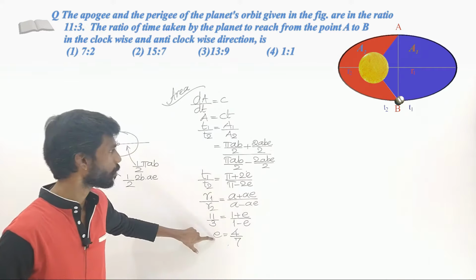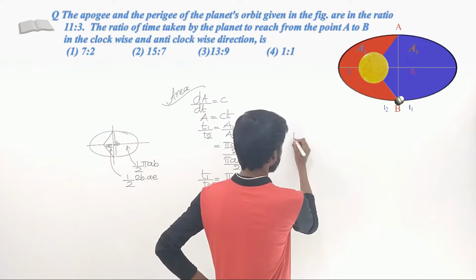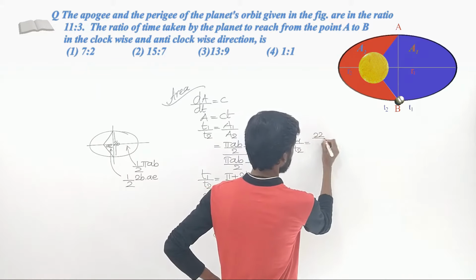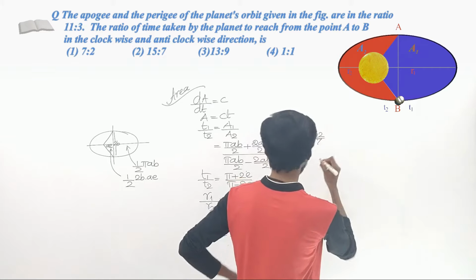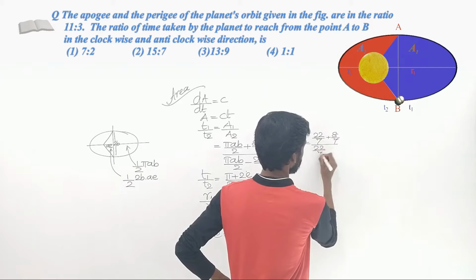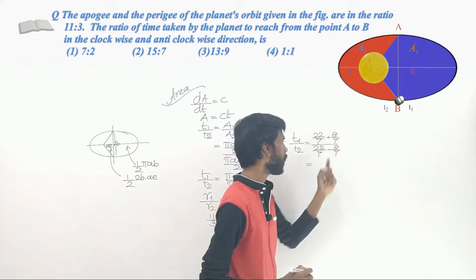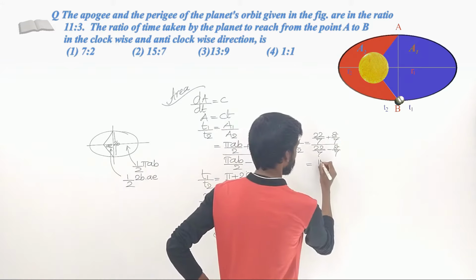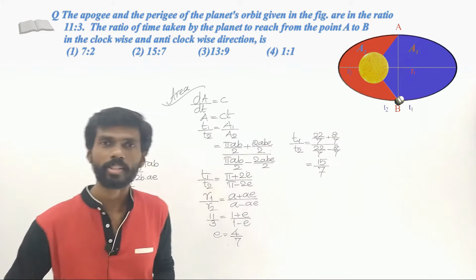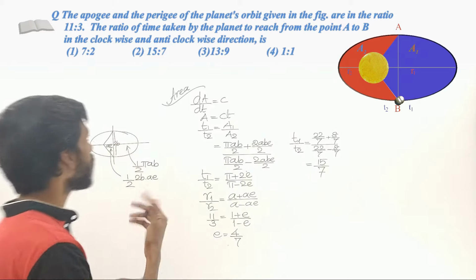So that value we can substitute here to get our required ratio of the time taken. T1 by T2 is equal to pi, which I am taking approximately as 22 by 7, plus 2e. 2e is 8 by 7 here, divided by 22 by 7 minus 8 by 7. So this gives you our required answer, 22 plus 8, 30 divided by 14. That is 15 divided by 7. So that is the answer to the question. The ratio of the time taken is 15:7.